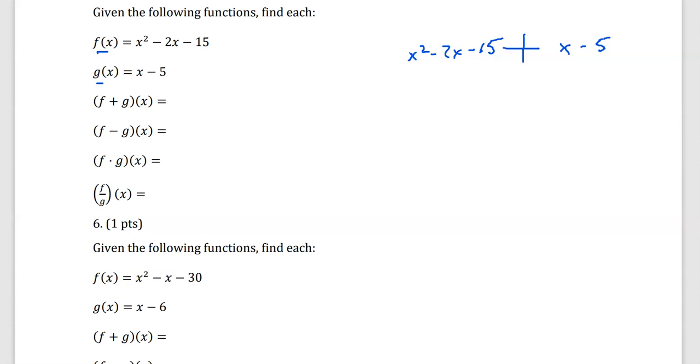Keeping the exponent 2 of x by itself, I have 1x squared laying around. I have a minus 2x plus an x becomes a minus 1x. And I have a minus 15 and minus 5 becomes minus 20.